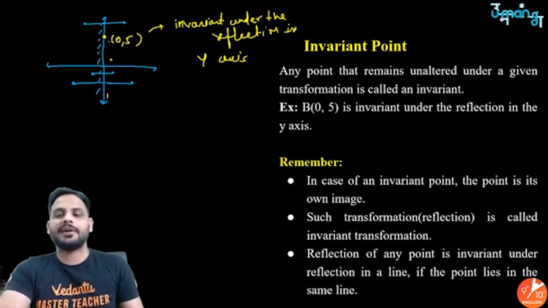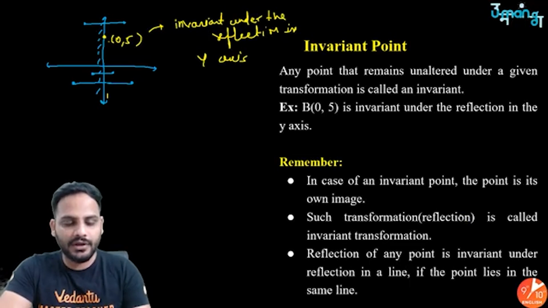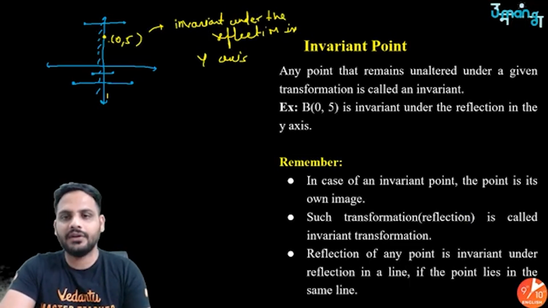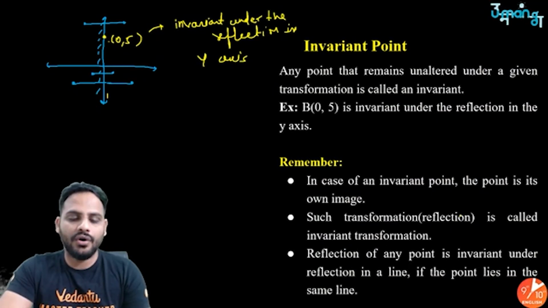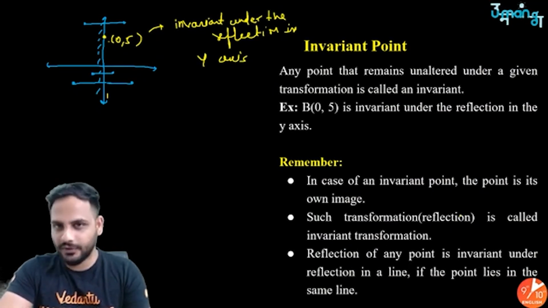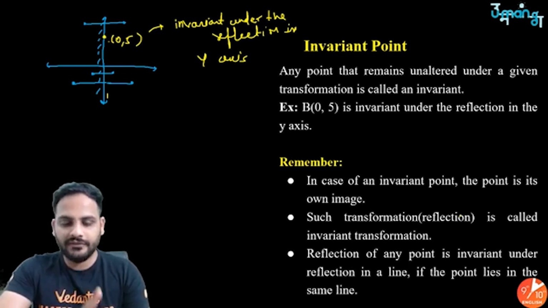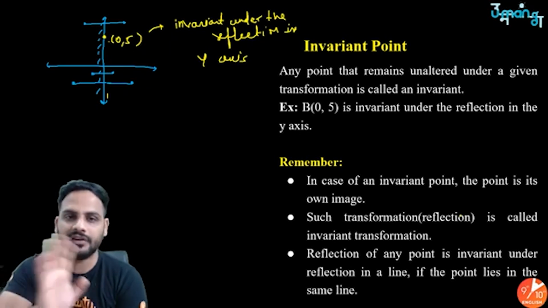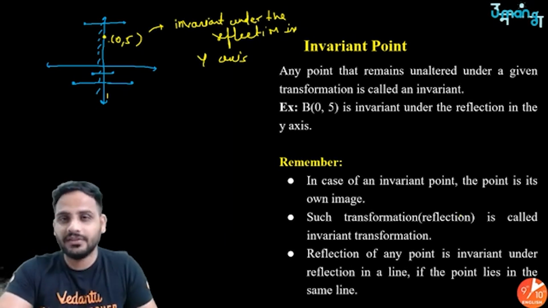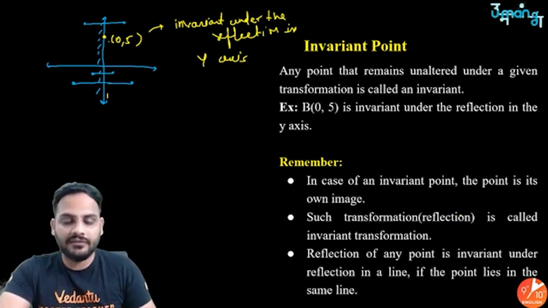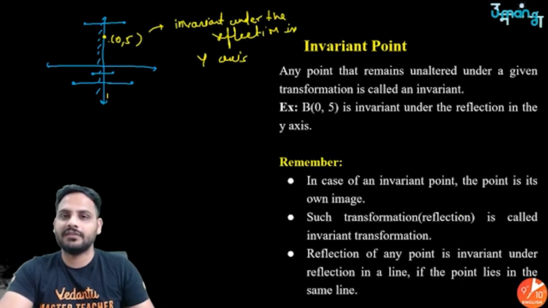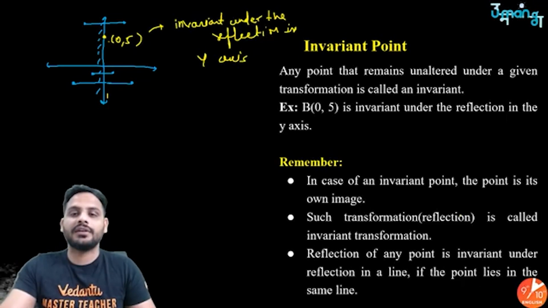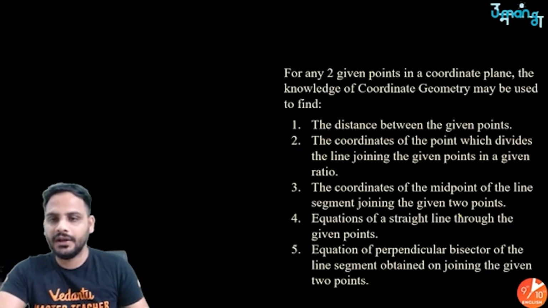Okay, so remember beta, what happens with invariant points? If we are doing the reflection under the x-axis, all the points on the x-axis are invariant points for that reflection. If we are doing the reflection under the y-axis, all the points on the y-axis are invariant points. And if we are doing the reflection under the origin, the origin is the invariant point. Only one invariant point when we are doing reflection under the origin. Okay, now let's move ahead.